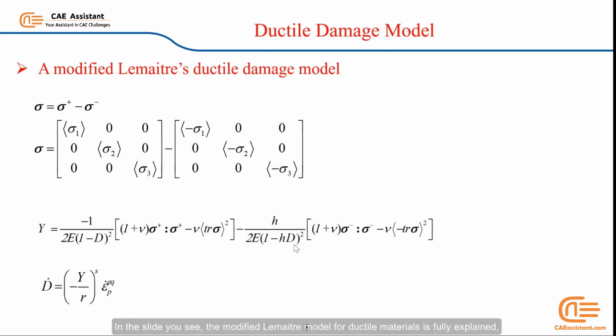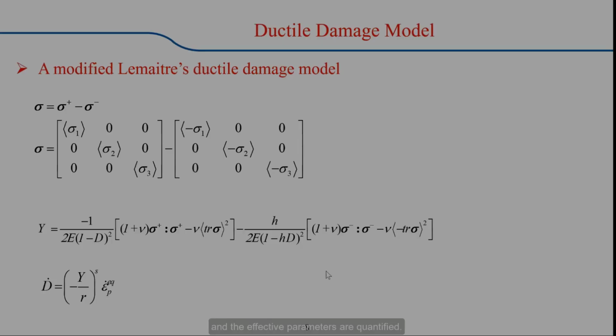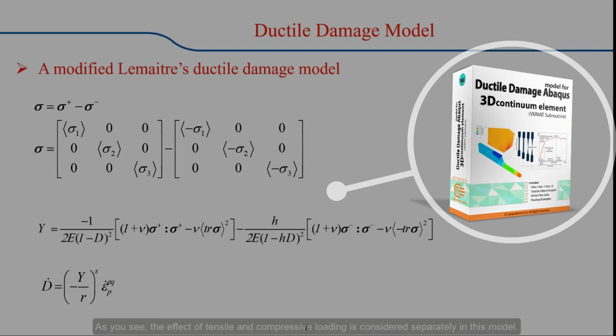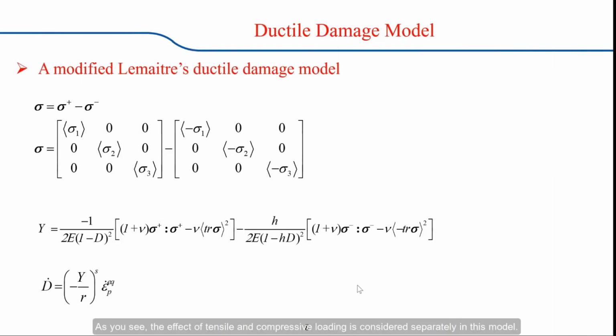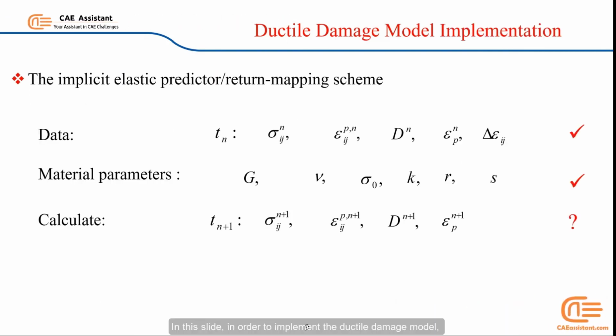In the slide, you see the modified Lemaitre model for ductile materials is fully explained, and the effective parameters are quantified. As you see, the effect of tensile and compressive loading is considered separately in this model. In this slide, in order to implement the ductile damage model, different techniques are explained. And finally, the most appropriate technique is introduced and used.